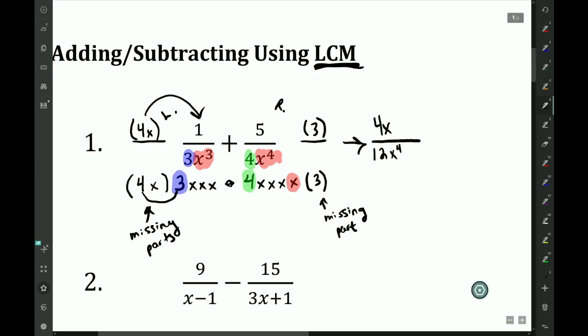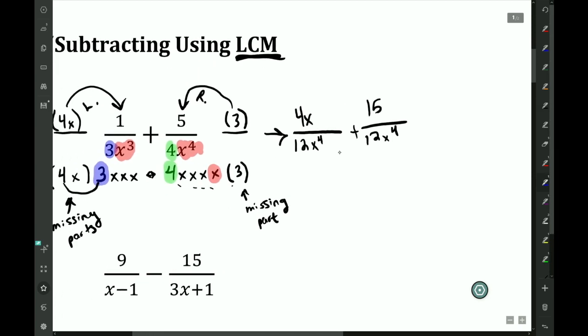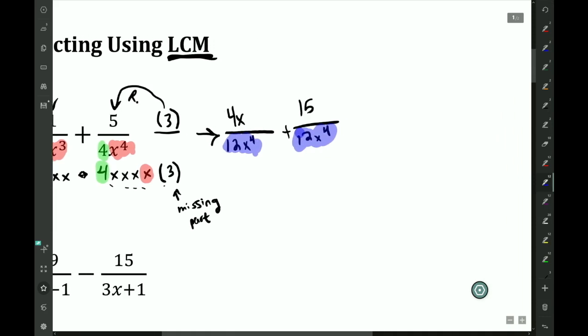Now the right fraction is really 3 times the 5, which is 15, all over, well, 3 times the 4 is 12, and x to the 4th. Now that the denominators are exactly the same, it's like you're playing video games, and now you both have Xbox, x to the 4th box, okay? Now we can add them, we can play together, and we just have 4x plus 15 all over 12x to the 4th.